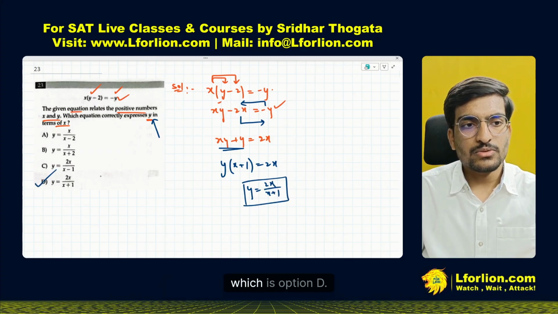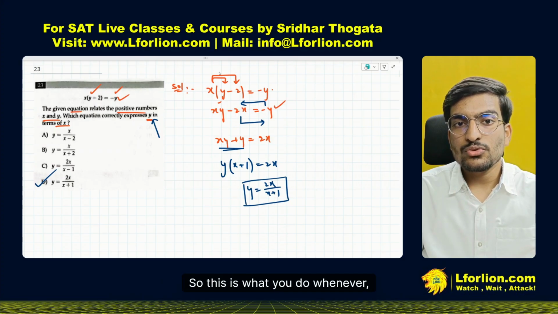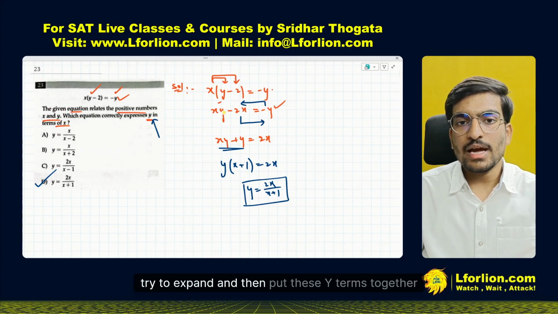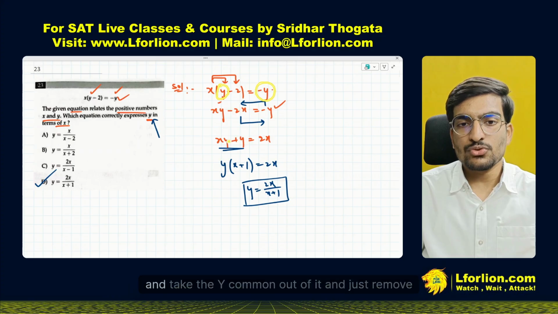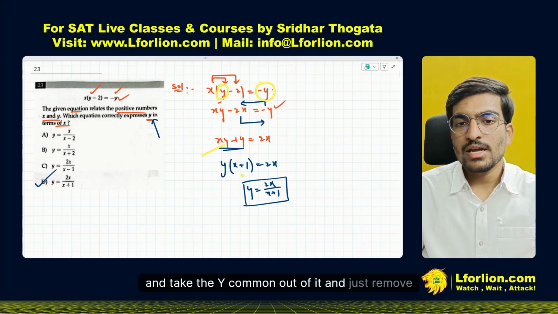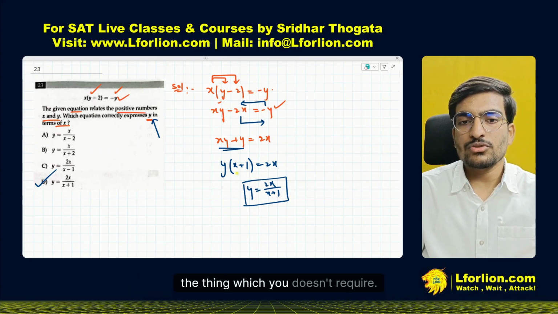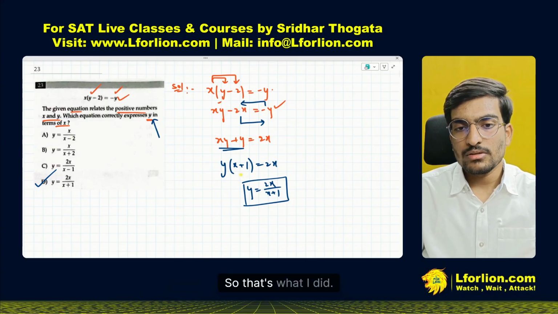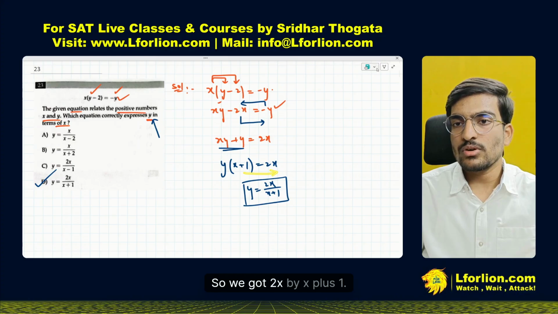2x by x plus 1, which is option D. So this is what you do whenever we have two y terms. Try to expand and then put these y terms together and take the y common out of it and just remove the thing which you don't require, I mean, to isolate y. So that's what I did. I just transposed this. So we got 2x by x plus 1.